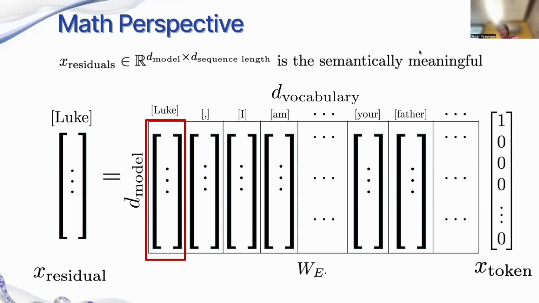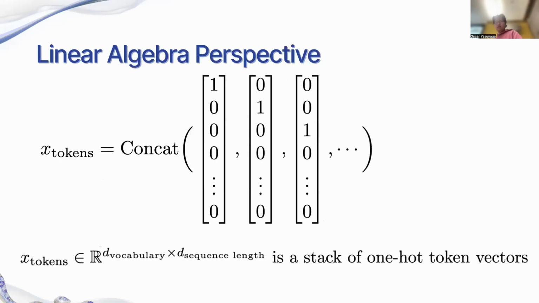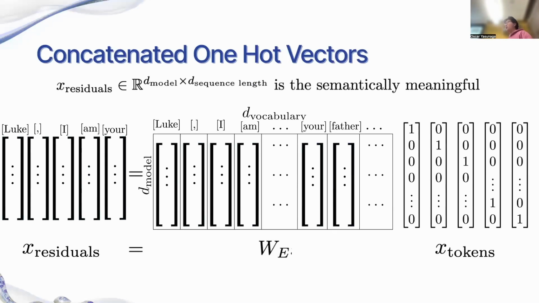All right, and then after this one-hot vector, where X token is D vocabulary by D sequence, it outputs your semantically meaningful vector, which is D model by 1 in this instance. But obviously, when you write prompts, it's a bunch of tokens. So really it's D model by D sequence length. In PyTorch tensors, you'll often see it as hidden dimension, comma, sequence length. So you have a matrix of stacked vectors, and all these vectors are associated with a specific token.